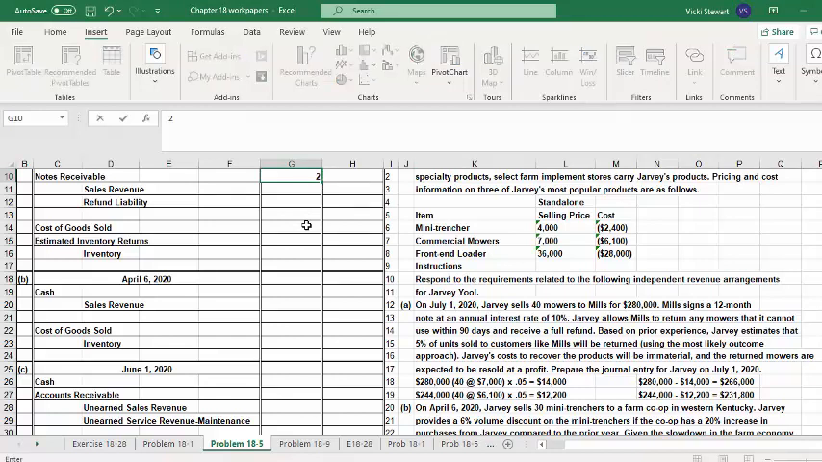So now we can record the entry for the sale of the mowers to Mills. We're going to debit notes receivable for $280,000. We're going to credit sales revenue for $266,000, and we're going to credit our refund liability for $14,000. We would debit cost of goods sold for $231,800, and we would debit estimated inventory returns for $12,200 and credit inventory for $244,000.